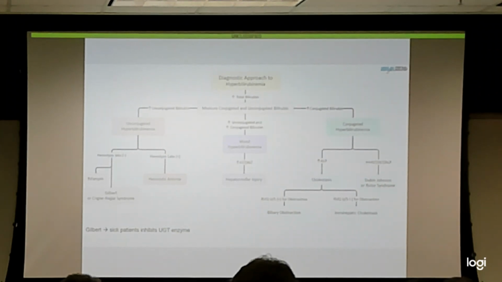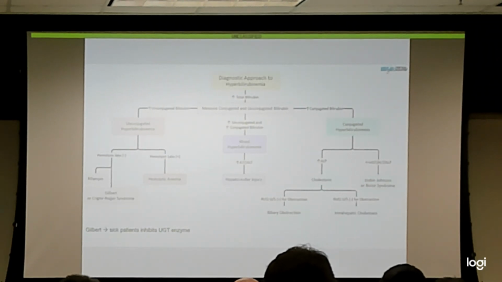Does that make sense? And then if I've got elevations in my conjugated bilirubin, now my urine's super dark, and I've got the acholic stools, because things aren't going all the way down the pathway. It's conjugating just fine, but it's all going back up into the blood, right? So if I've got an increase in my alkaline phosphatase, I'm looking at cholestasis. Get my right upper quadrant ultrasound and look for obstruction.